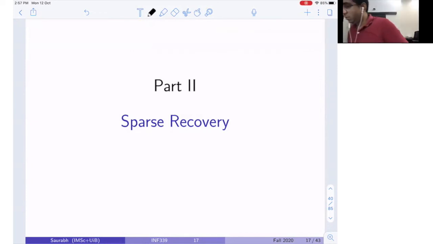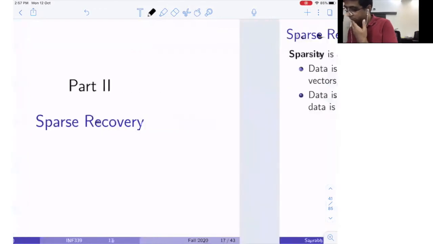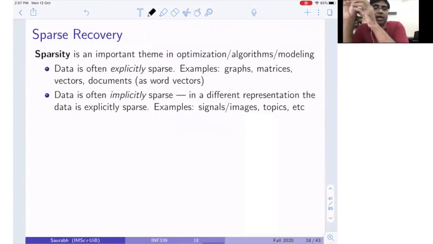I don't think we will be able to finish it today, but let's at least get started. We are going to talk about what is called sparse recovery. Sparsity is a very important theme in optimization, algorithms, and modeling. Data is often explicitly sparse, for example graphs, matrices, vectors, documents as word vectors.